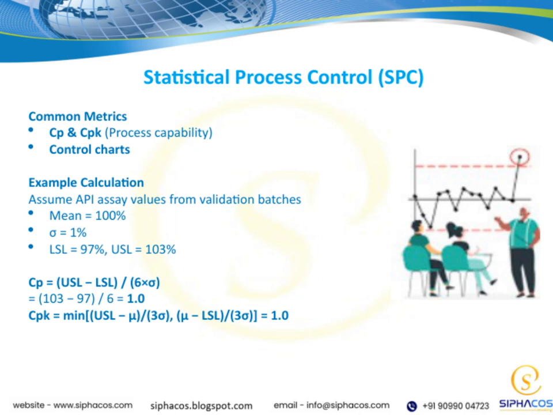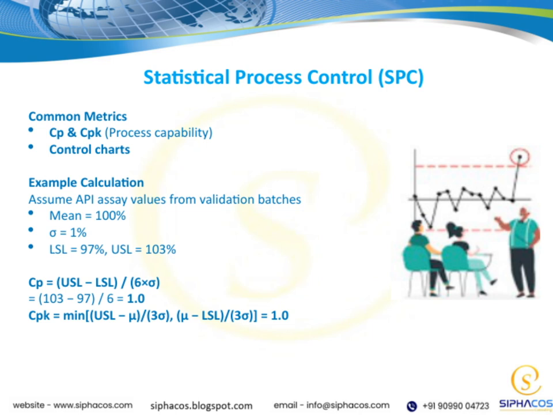Starting with CP and CPK, these are key indicators of how well a process can meet specifications. CP, or process capability, compares the spread of your process to the allowable specification limits. Essentially, it tells you if your process has the potential to fit within those limits. CPK, on the other hand, adjusts this measure based on how centered the process is within those limits, giving a more realistic picture of actual performance. Let's walk through an example calculation to illustrate these concepts.